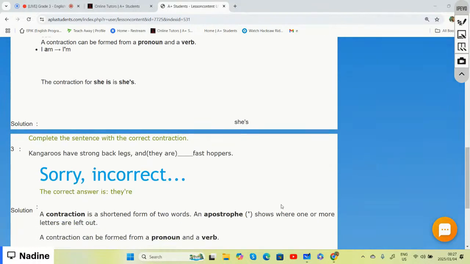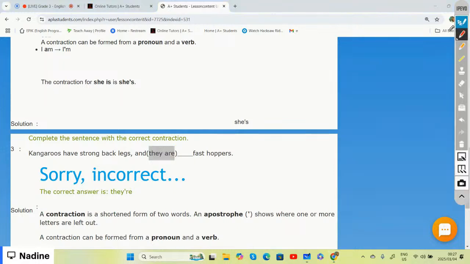The next one says kangaroos have strong back legs and they are fast hoppers. So they are. We need to find the shortened words of they are. Yes, well done. She's is correct. Now they are. Remember the pronoun stays the same.